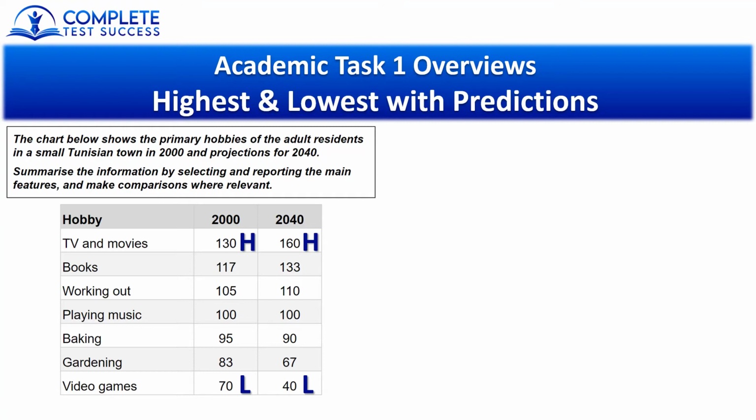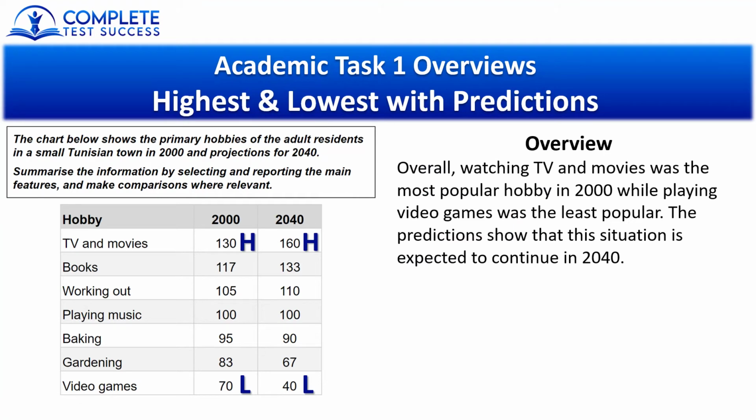And once more, with the annotations made on our question, we're ready for the overview. Overall, watching TV and movies was the most popular hobby in 2000, while playing video games was the least popular. The predictions show that this situation is expected to continue in 2040.